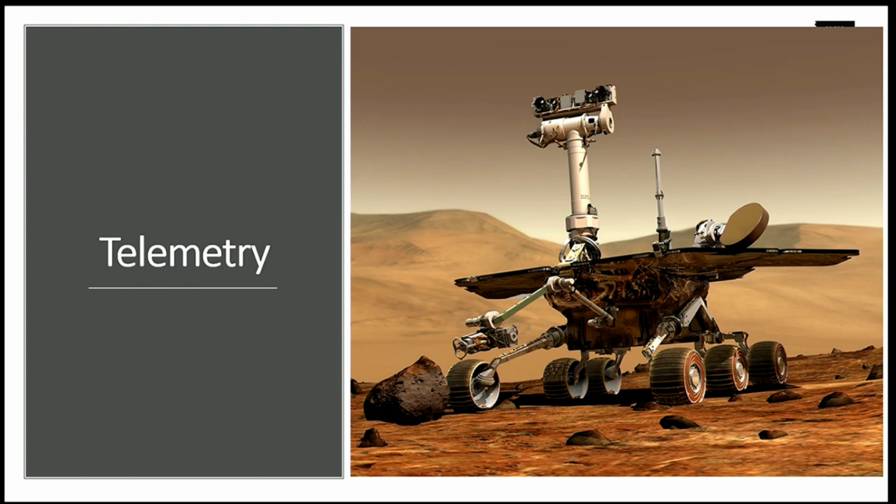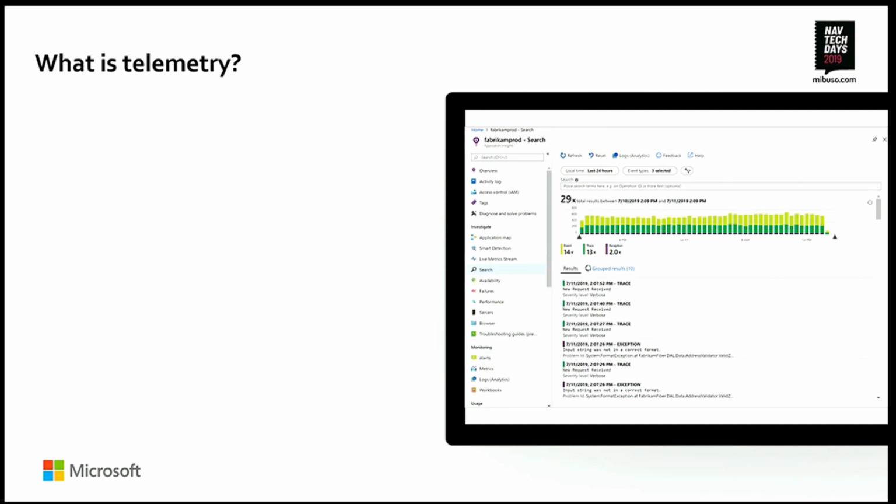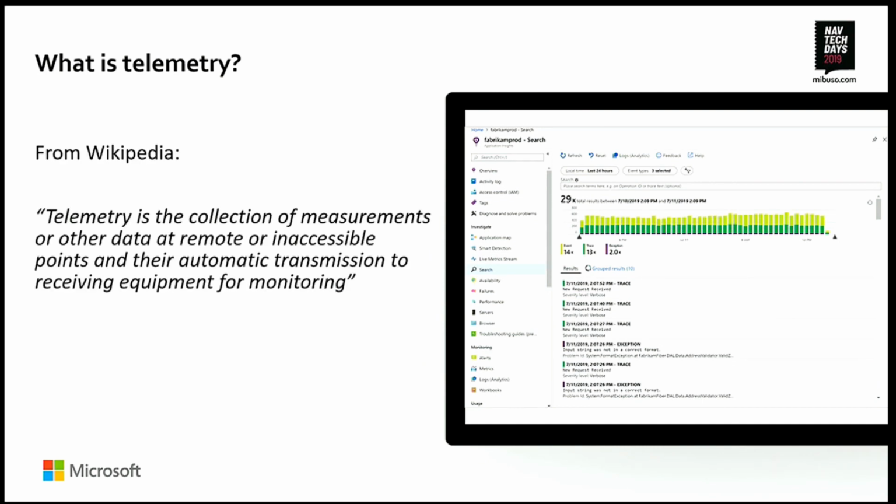So, the robot here. If you imagine that you want to know what's going on, you obviously need to send a lot of data, a lot of information in order to figure out what's going on and monitor it and debug it. If you look at the definition of telemetry in Wikipedia, it says that it's the collection of measurements or other data at remote or inaccessible points and their automatic transmission to receiving equipment for monitoring. So the robot on Mars is a good example of that. It's obviously very remote, but if you think about it, if you run this in the cloud, this is also an inaccessible area.